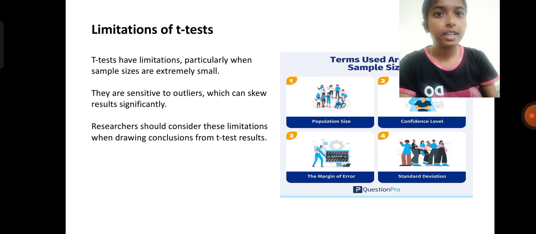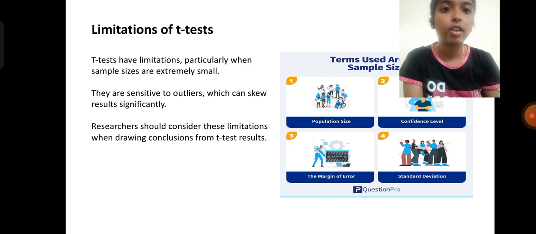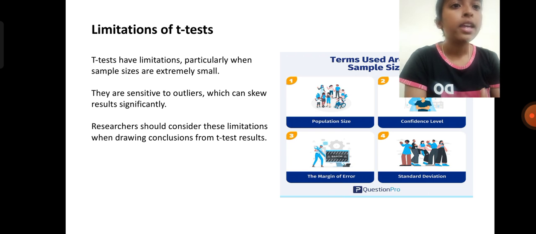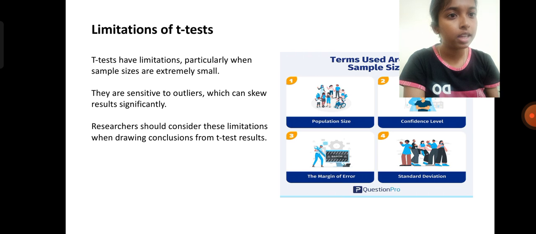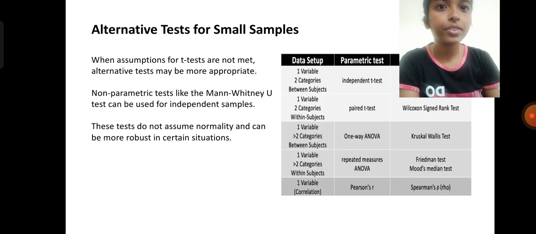Limitations of the t-test. The t-test has limitations, particularly when the sample size is extremely small. They are sensitive to outliers, which can skew results significantly. Researchers should consider these limitations when drawing conclusions from a t-test. It may have the population size, confidence level, the margin of error and the standard deviation.